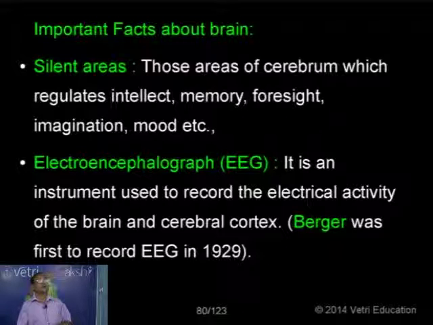Then the electroencephalogram. Just like the ECG, we have the EEG. It is an instrument used to record the electrical activity of the brain via electrodes connected to the skull. Normally the neuronal cells exhibit electrical waves: alpha, beta, delta, theta. These are the four waves. If these waves are normal, the person is normal. If the waves move away from the standard values, then epilepsy and other syndromes may occur. This instrument was first used in 1929 by Berger. He was the first person to use the EEG.